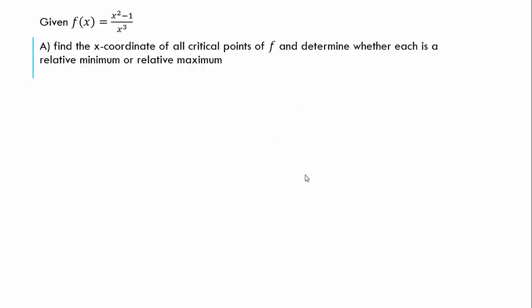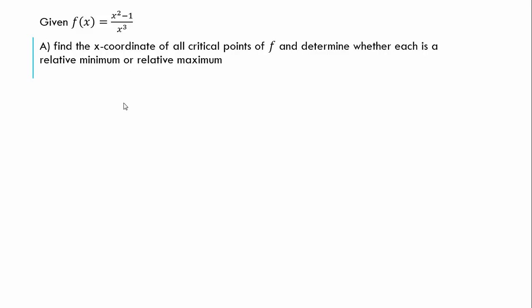Okay, lovely. So here is an AP style problem. It is a little bit difficult, but follow with me and it probably won't seem too bad. So we're going to use a couple algebra tricks to solve this. So f of x is equal to x squared minus 1 over x cubed, and find the x coordinate of all critical points of f and determine whether each is a relative minimum or relative maximum.